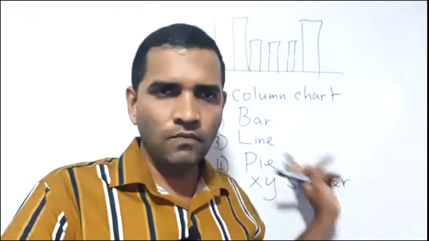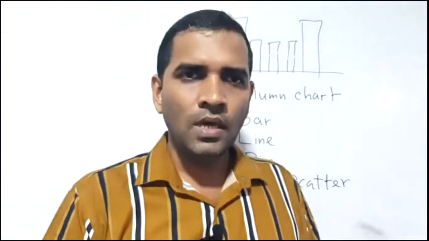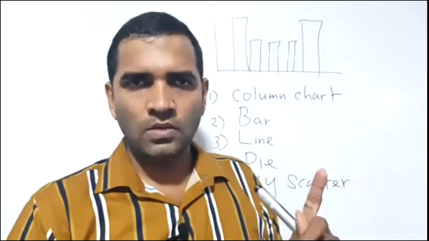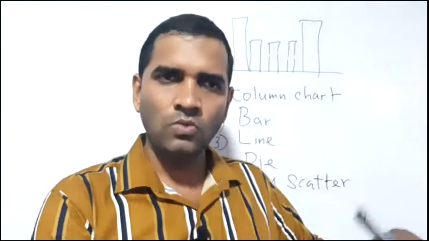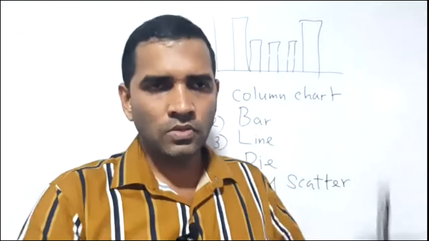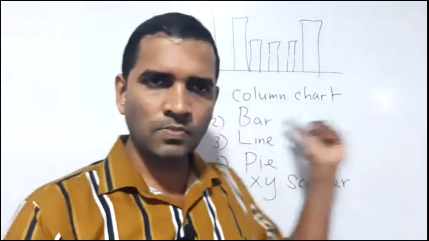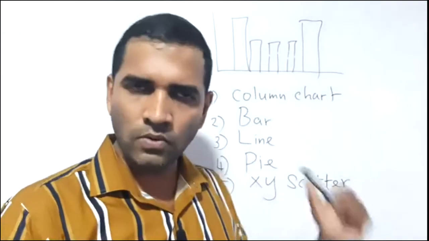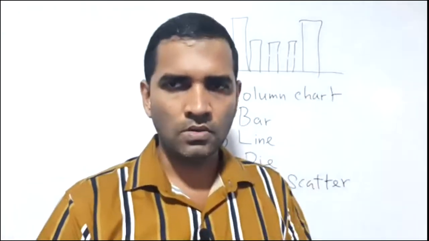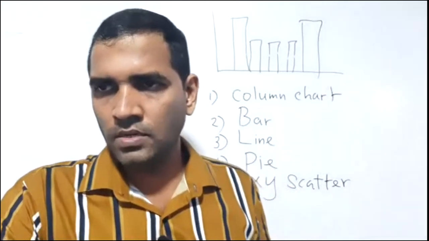But for the remaining 4 charts, I'm not going to spend a lot of time because the way of creating and the way of formatting are almost similar to the first one. So if you are able to understand how a column chart is created, how it is formatted, then you can understand the remaining 4. There is no issue at all. But definitely I will show you how to create the remaining 4, but I will not take as much time as I have taken on the column chart. Okay, look. Right, so let's create the column chart.